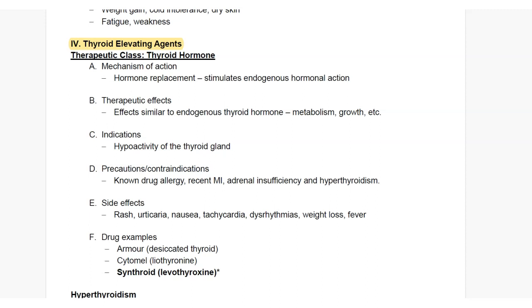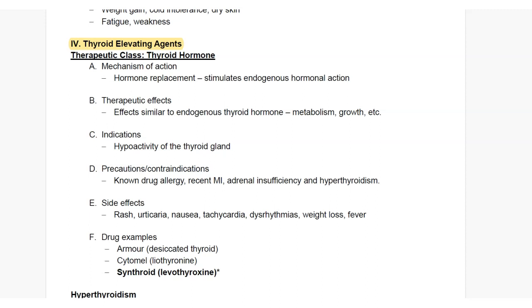Side effects that we need to assess for include rash, urticaria, nausea, tachycardia, dysrhythmias, weight loss, and fever. So rash and urticaria are basically itching. Rash, kind of like hives, and itching. Example of drugs that you have to know.